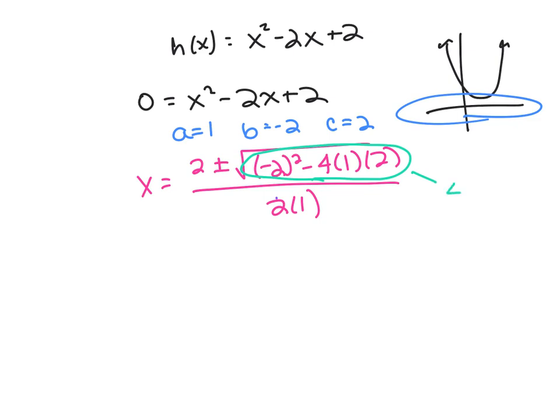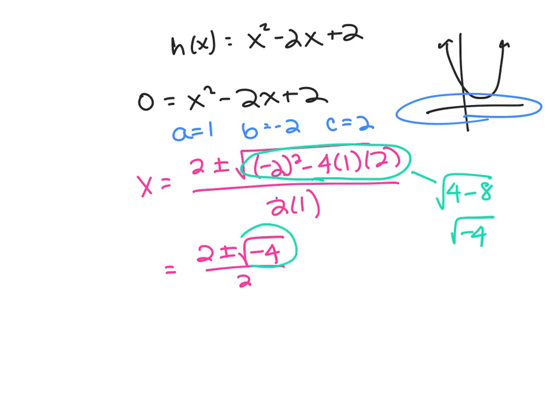-2 squared is a +4, minus 4 times 2, which is 8. So that means we're going to end up with the square root of -4 under that radical. So that gives us 2 plus or minus the square root of -4 all over 2.